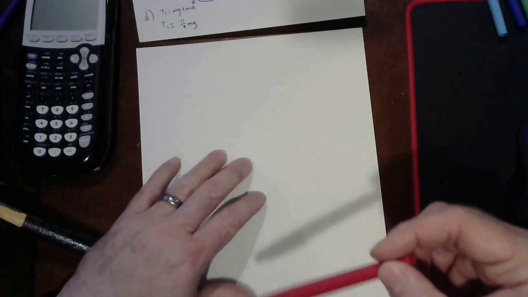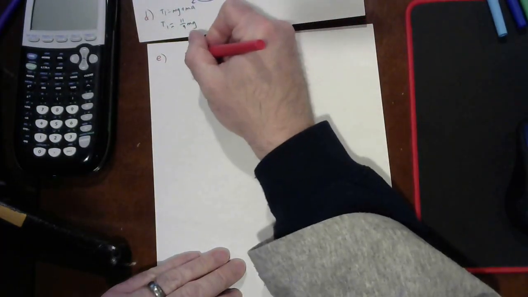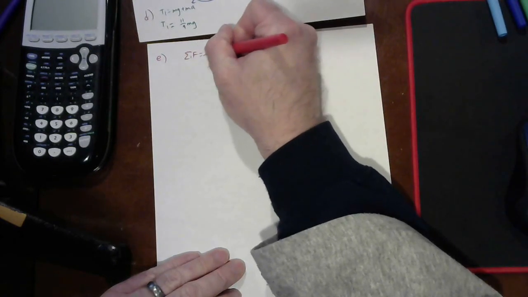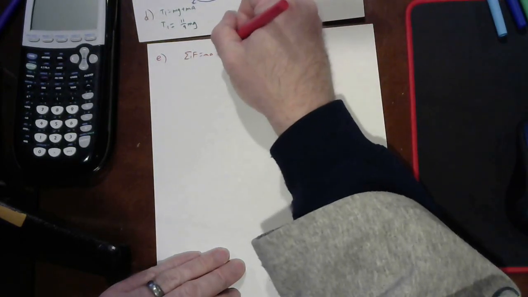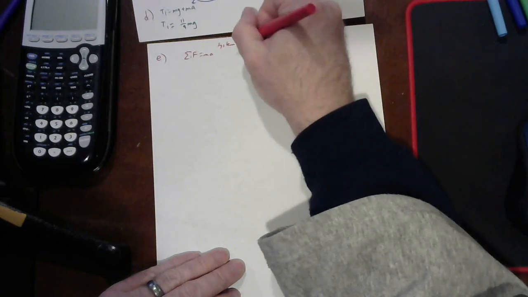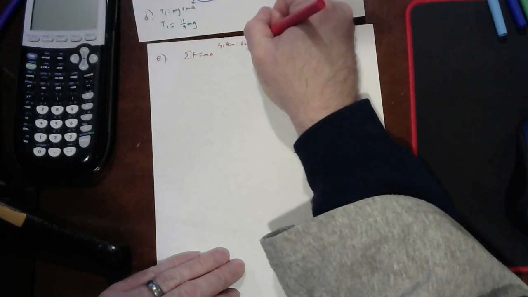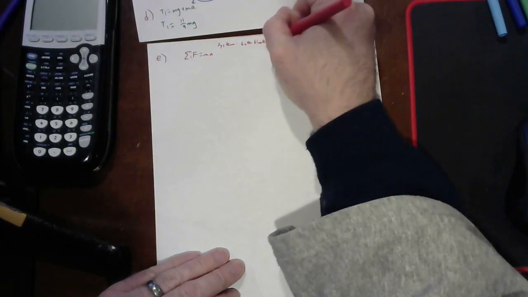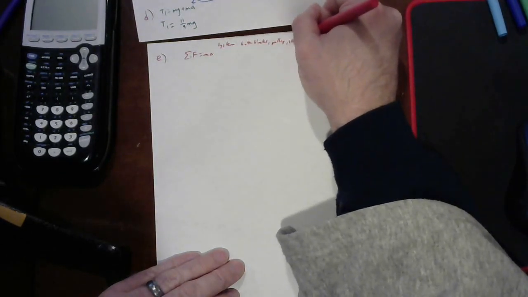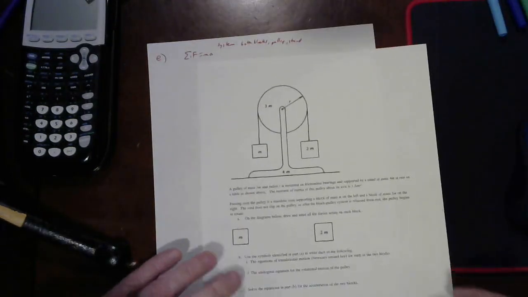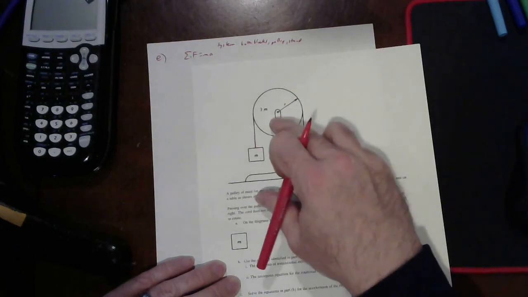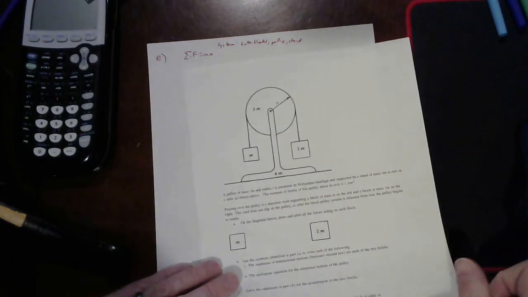How do you find the acceleration of the center of mass? Because what I'm going to end up doing is a sigma F equals ma for my system being both blocks, the pulley, and the stand. That's M and 2M, the 3M pulley, and the 4M stand supporting it.